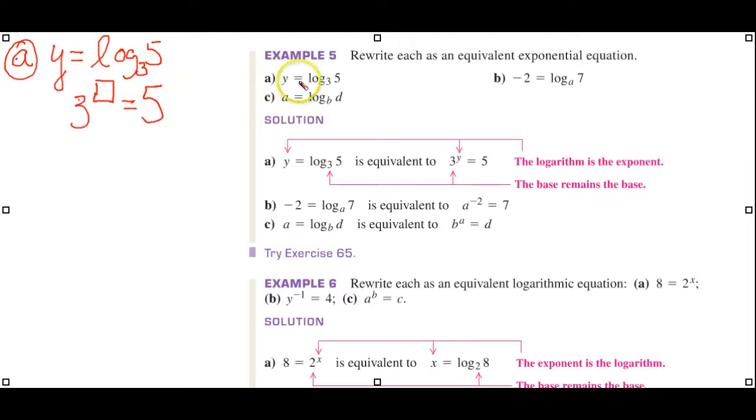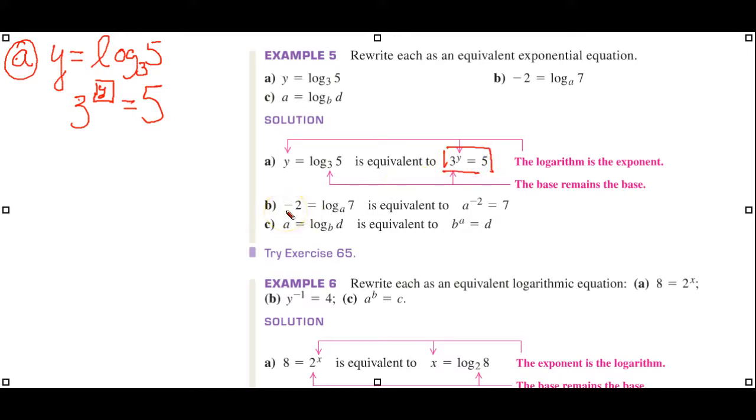So in doing letter A, rewrite each as an equivalent exponential equation. Here we have it in log form, y equals that. As we start to analyze it, what is our base? Our base is 3. We know that that is going to be raised to some exponent, the log, which will be equal to 5. So y then is our exponent. And there is our answer.